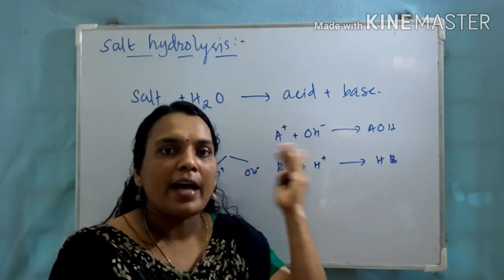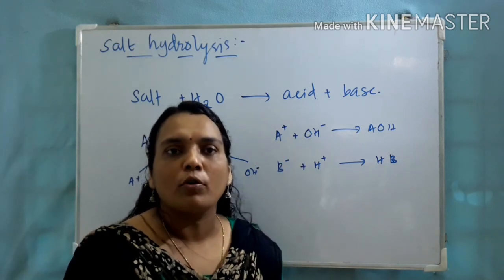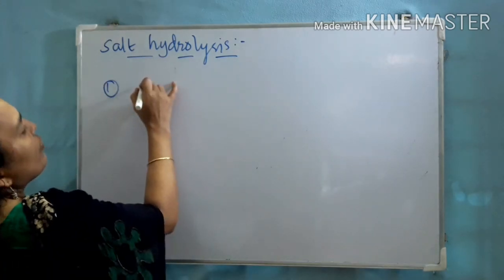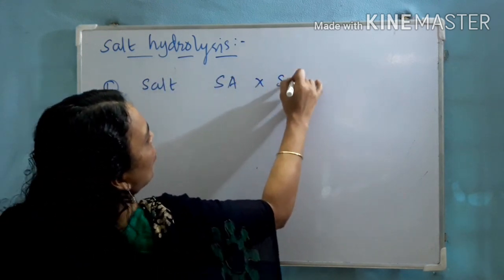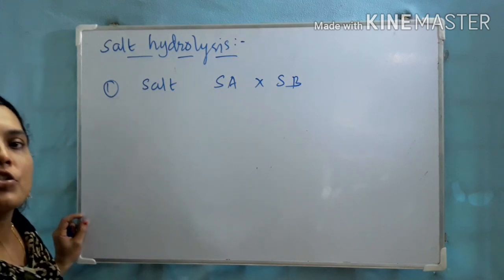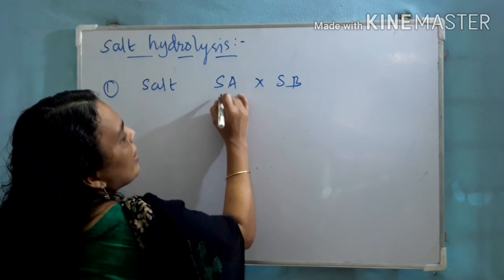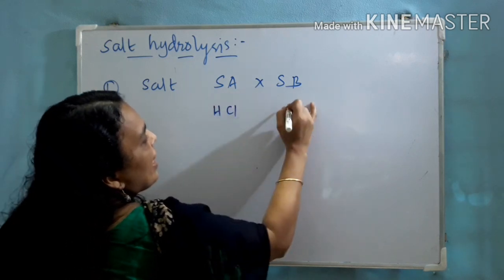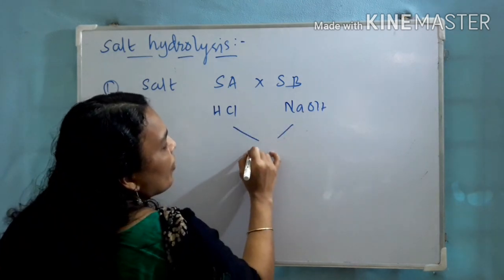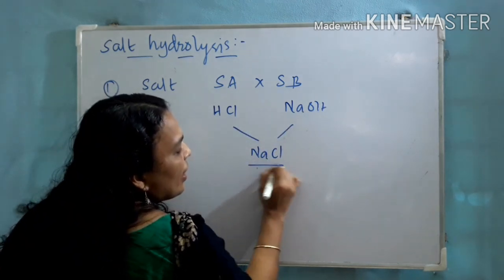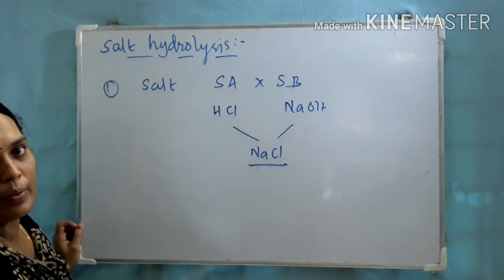We said acid and base combine together to form salt. The first type is a salt formed from a strong acid and a strong base. Let us consider an example: a strong acid like HCl and a strong base like NaOH combine together to form NaCl, that is a salt formed from a strong acid and a strong base.